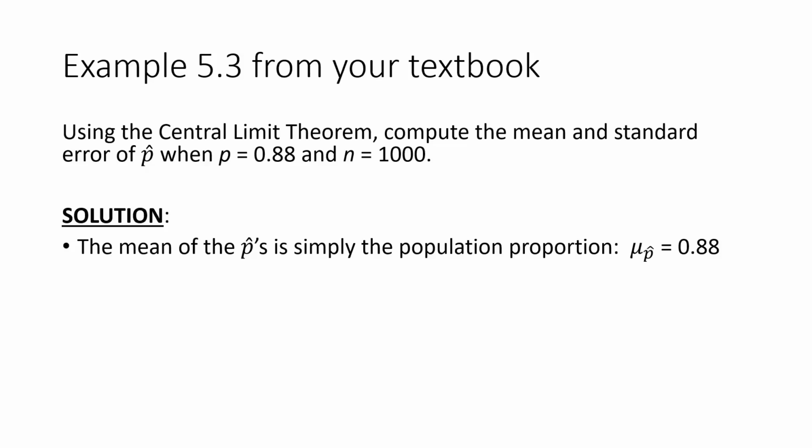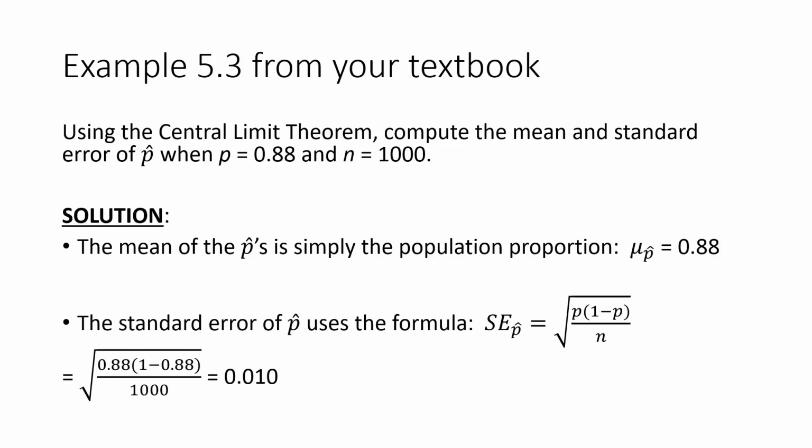So the solution in this case, the mean of the p hats is simply the population proportion. That comes directly from the central limit theorem formula. And the standard error of p hat uses the formula that the standard error subscript p hat is equal to the square root of p times 1 minus p over n. And I've shown the numerical calculations for that, where I got a value of 0.010.